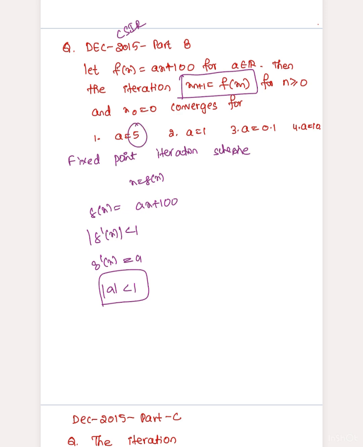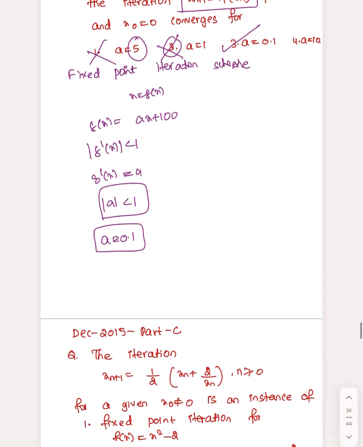Here for a = 5, 5 is not less than 1, 1 is also not less than 1, and 0.1 is obviously less than 1. Therefore option 3 is the correct option. So for the convergence of the iteration scheme, the value of a will be 0.1. This is about the CSIR question.